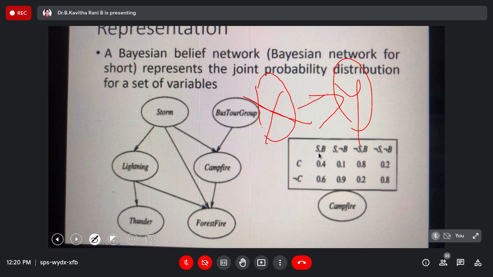If two variables x and y are there, then the probability of y is dependent on the probability of x. So this concept we are using in Bayesian belief networks. The remaining part we will see tomorrow.